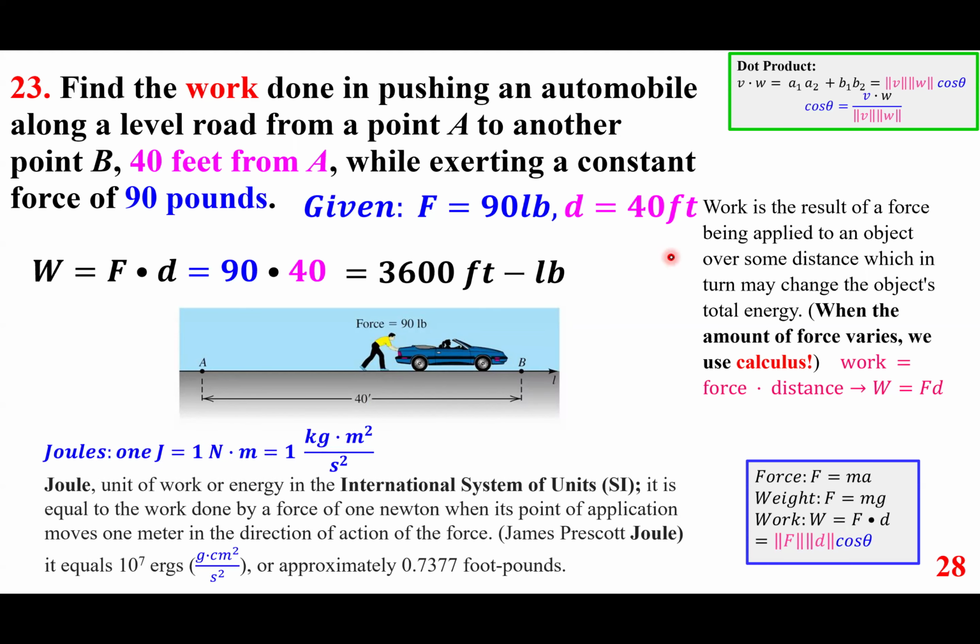By the way, just to give you a piece of information, 1 joule is 1 Newton meter, 1 kilogram meter squared over second squared. Joule is defined as the unit of work or energy in the International System of Units, SI. It is equal to the work done by a force of 1 Newton when its point of application moves 1 meter in the direction of action of the force. It equals 10 to the power of 7 ergs, and it's approximately 0.7377 foot-pounds, the relationship among them. But normally in science, we use the metric system or SI system.